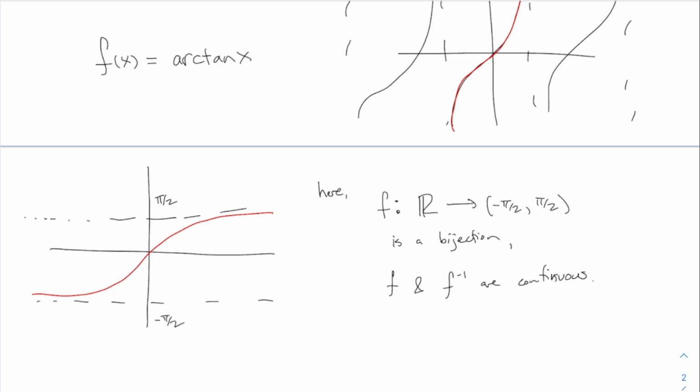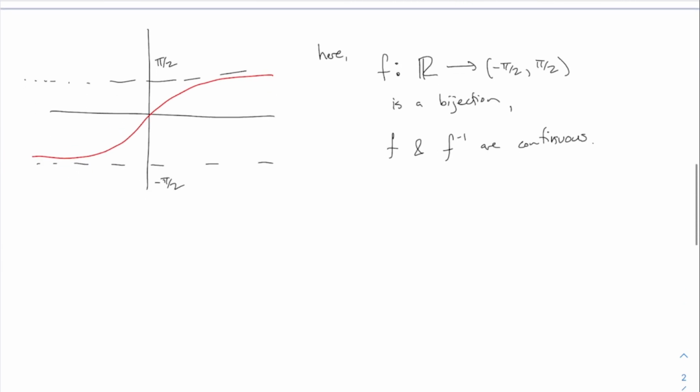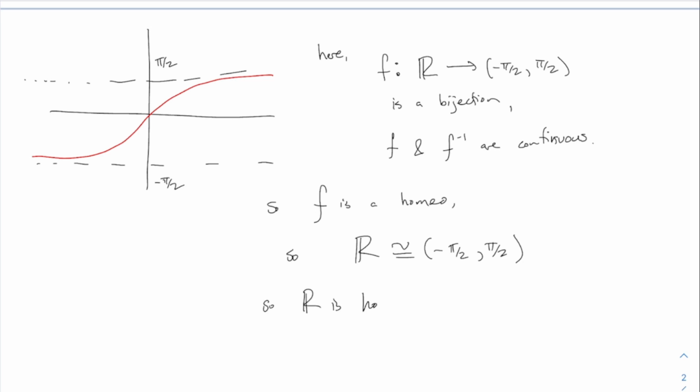All right. So the moral of the story is that f is a homeomorphism. So that means R is topologically equivalent to this open interval, minus pi over 2 to pi over 2. And therefore, it's equivalent to any open interval, because the open interval minus pi over 2 to pi over 2 is equivalent to all the other open intervals, like we talked about last time. So R is homeomorphic, or topologically equivalent, if you prefer, to any open interval.